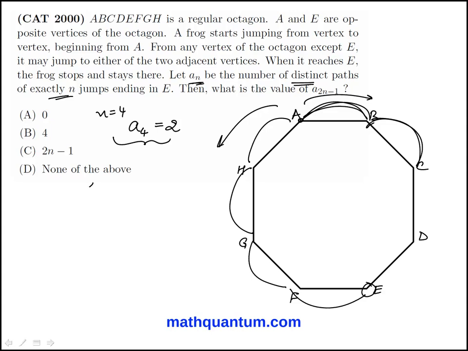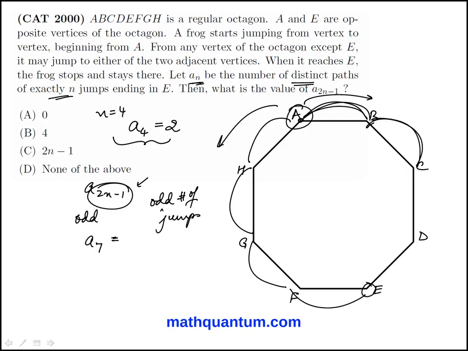Now they're looking for A sub 2n minus 1. And the key thing to note is that 2n minus 1 is always odd. So we're looking for how many distinct paths there are from A to E that involve an odd number of jumps. And we can actually use an example here. So for example, if n is 4, this would be A sub 7. So how many paths are there so that the frog reaches from A to E in 7 jumps? That's what we need to find.